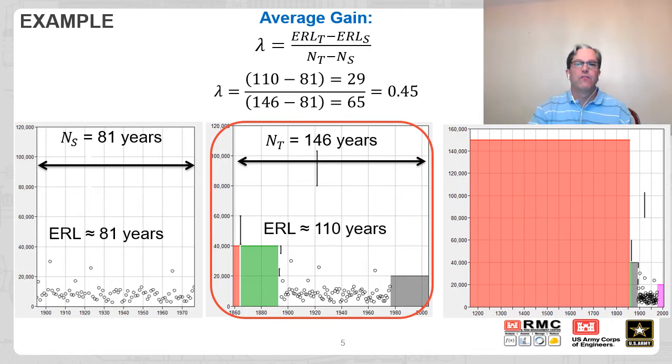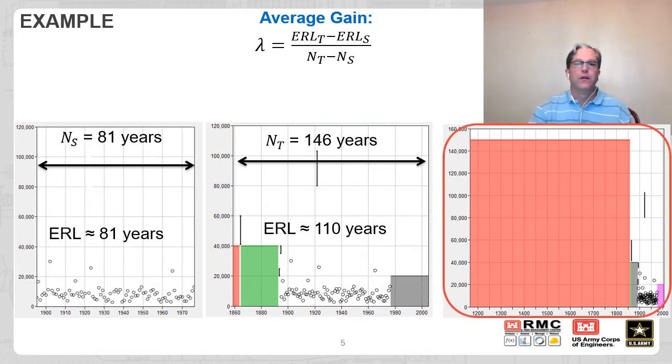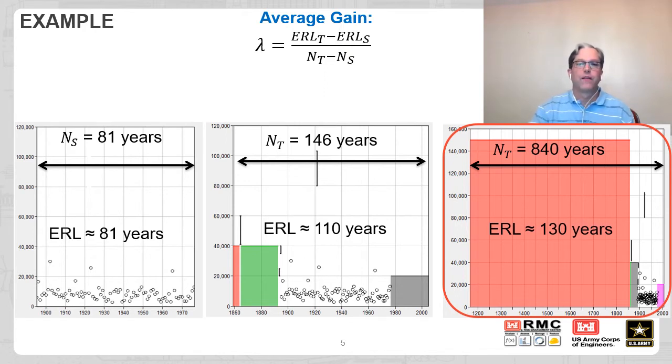Our average gain of about 0.45 means that each additional year of data that we added to the total record contributed an average of about 0.45 years of equivalent information. In the third figure on the far right, we have now added a paleoflood non-exceedance bound to the total record using a perception threshold. This increases our total record length to 840 years. The effective record length for this data set is now about 130 years, resulting in an average gain of about 0.06.